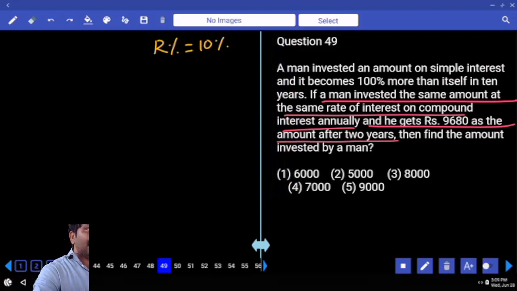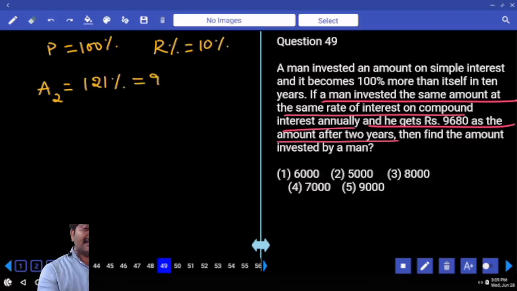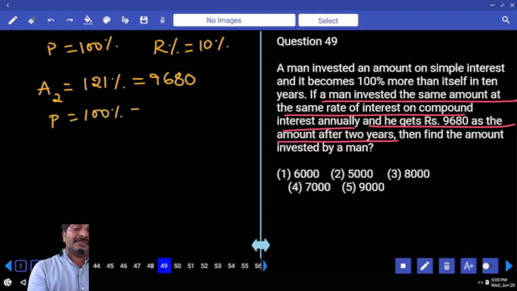Principal is 100%. Rate of interest is 10%. Amount after 2 years at the rate of compound interest is 121%. This is equal to 9680. 121 exactly 8 times is 968. Last digit verification, and then you have a 0. Find the amount invested by the man. That means principal 100%, which is 8 times of this, 800 and 0.